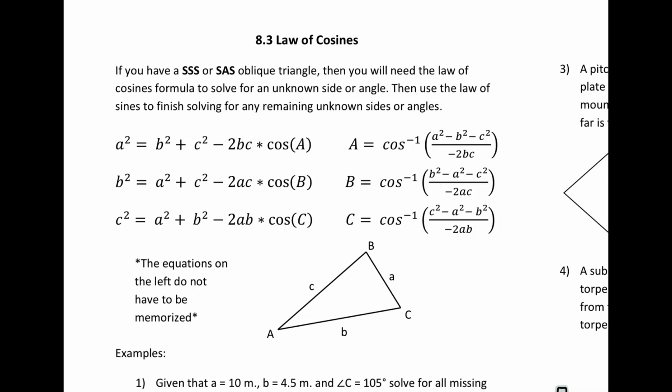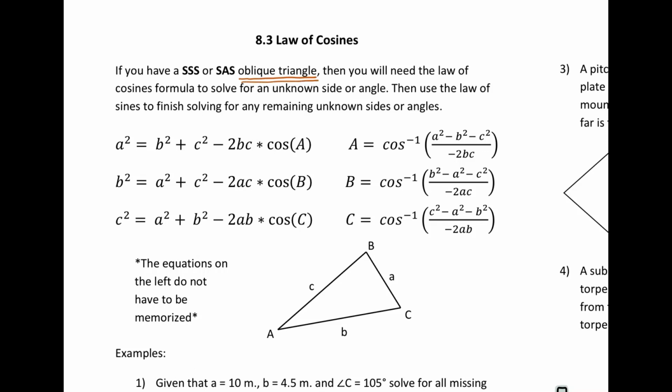Hi everyone, in this lesson we are going to go over the law of cosines. In the previous lesson we went over the law of sines, which was applicable for three specific cases: angle, angle, side, and then angle, side, angle, and then angle, side, side. Now the law of cosines is applicable again to oblique triangles.